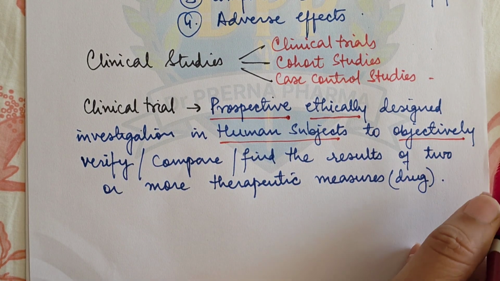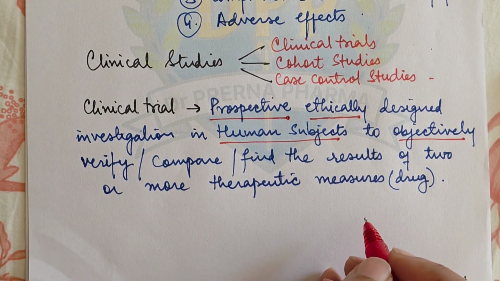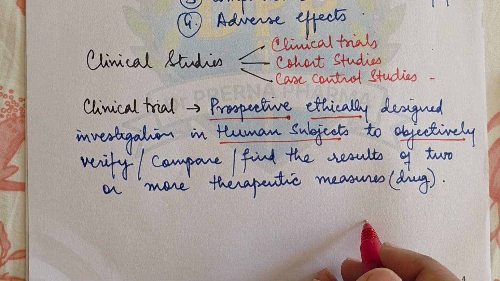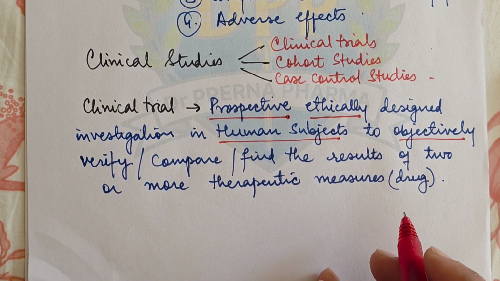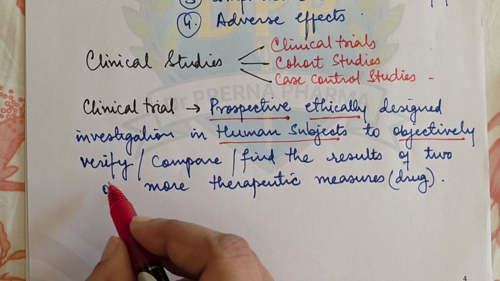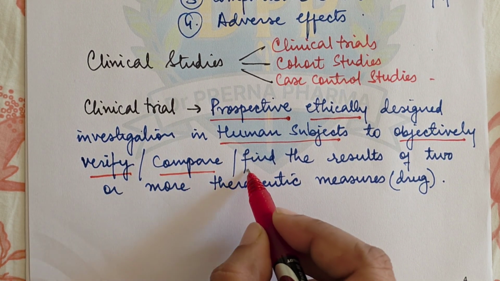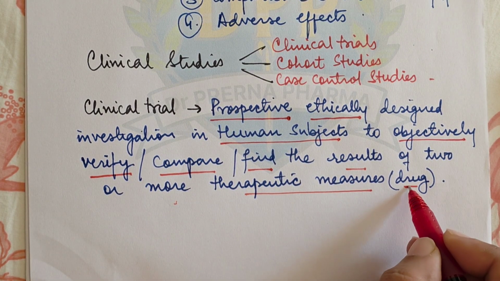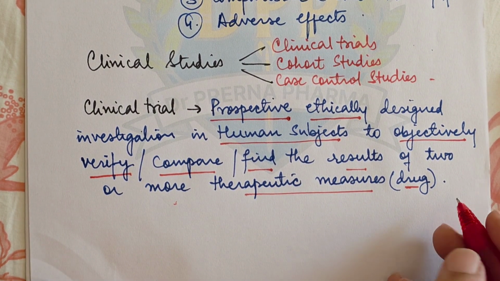To objectively, as in, so that the data is collected in a very objective pattern. The data is collected through the investigations which are done, right? It is not based on patients' views. Then to verify or to compare or to find the results of two or more therapeutic measures. So here the measures that we are talking about are drugs, right?